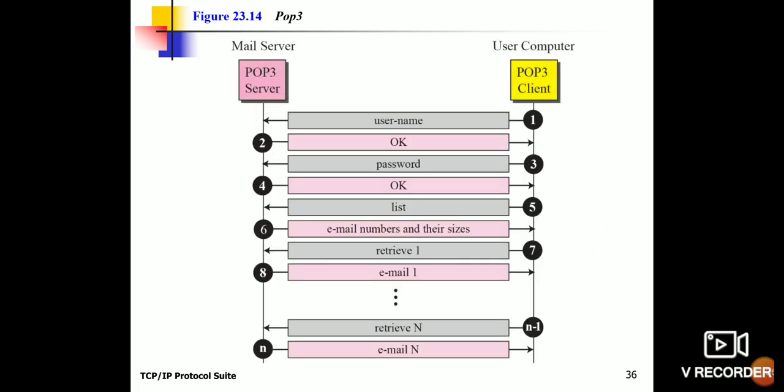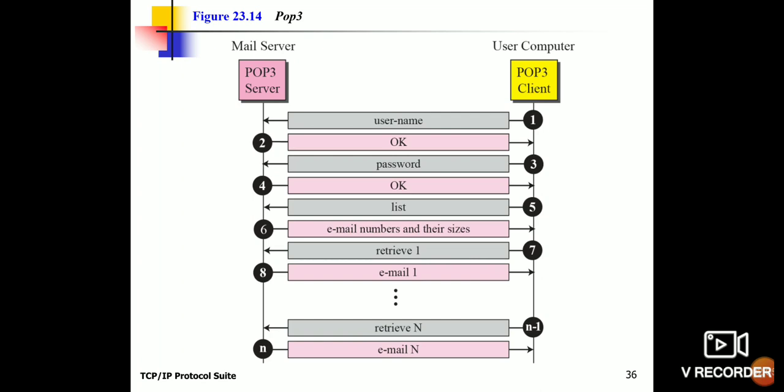Now we'll discuss POP3. We need a POP3 mail server and we have our user computer. How is POP3 going to interact with the client? The POP3 client is nothing but my receiver, that is Bob. This is what we are going to discuss in this particular scenario. There is a POP3 mail server, and the user computer is there: the POP3 server and the POP3 client.